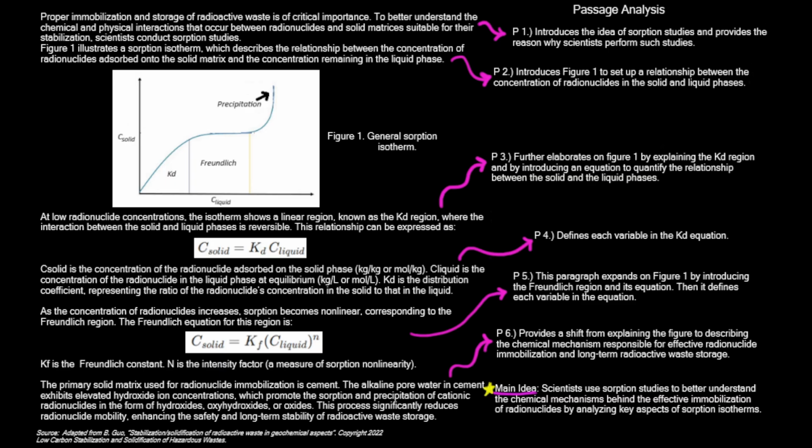The third paragraph elaborates more on Figure 1 by describing the linear reversible region of the isotherm known as the Kd region. It defines Kd and quantifies the relationship between the solid and liquid phases using the equation provided. Paragraph 4 defines each variable in the Kd equation, clarifying the physical meaning of the solid and the liquid phase concentrations and the significance of the Kd as a distribution coefficient.